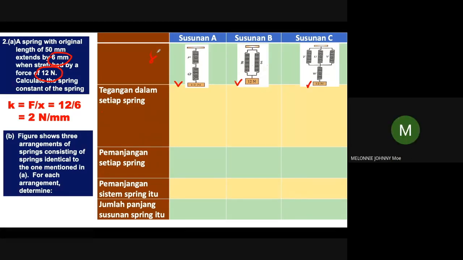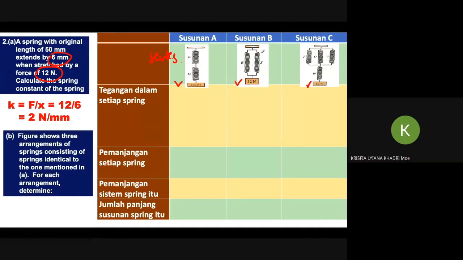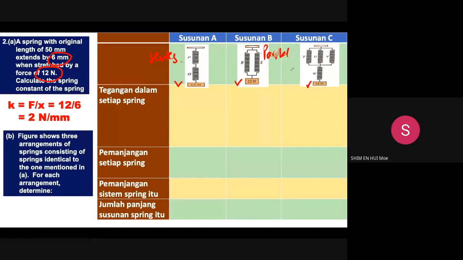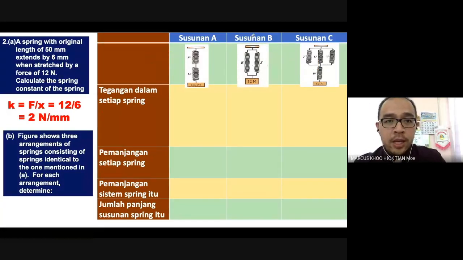Series. Okay, this is a series arrangement. Arrangement B? Parallel. Okay, so why don't you take a guess on arrangement C? Triple parallel series. Gabungan. Oh yeah, okay. It's probably a combined arrangement lah. Okay, it's a very extra arrangement lah. I don't really know anybody who arranges springs like that, but yeah, it's kind of very extra lah.